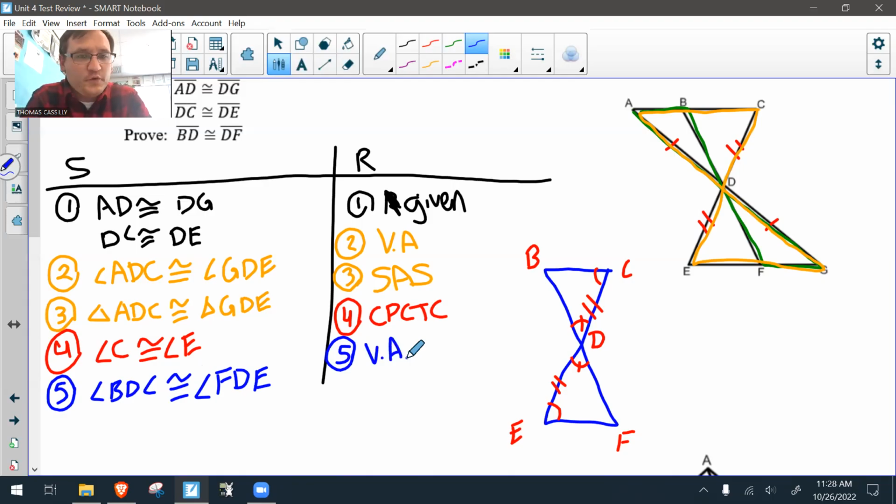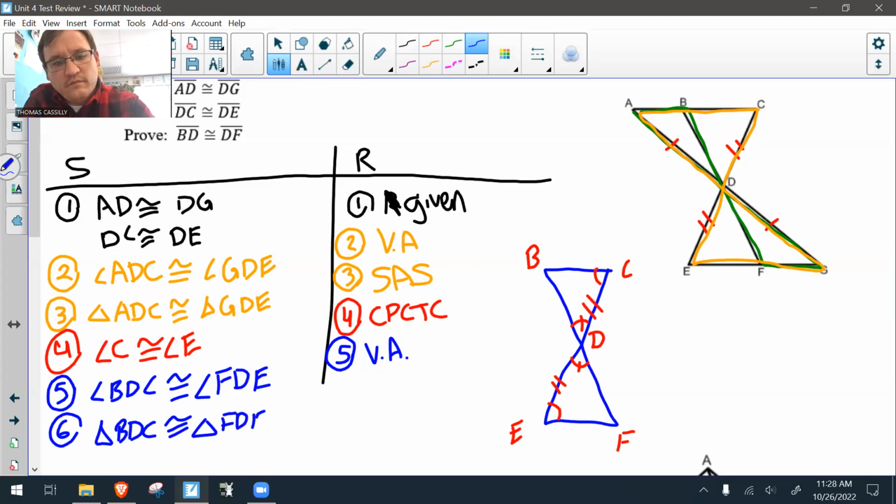All right, so now let's look at those blue triangles. The blue triangles are congruent. How do we know that? Let me just write these down. Triangle BDC is going to be congruent to triangle FDE. All right. Those are congruent by the angle side angle theorem.